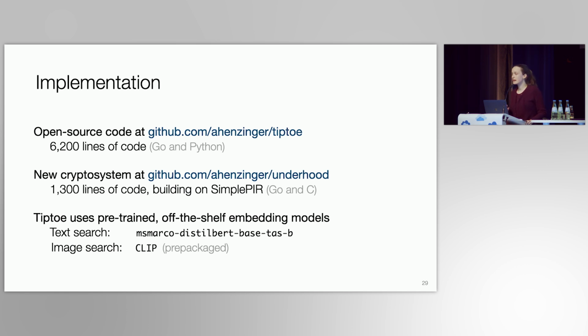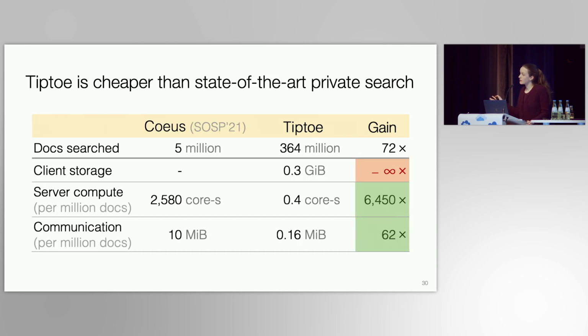We also separately implemented our new crypto system that builds on top of Simple PIR, but optimizes the communication and the storage. And our prototype of Tiptoe uses off-the-shelf embedding models. Then we evaluated Tiptoe, and here we first evaluated Tiptoe's search costs compared to state-of-the-art private search. In particular, I'm comparing to COIS, which is a private search system over Wikipedia.